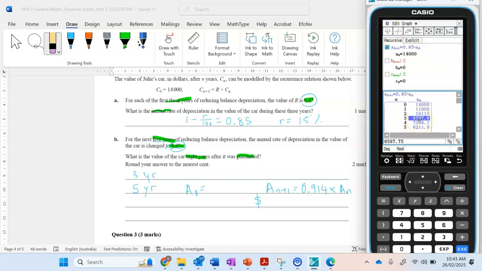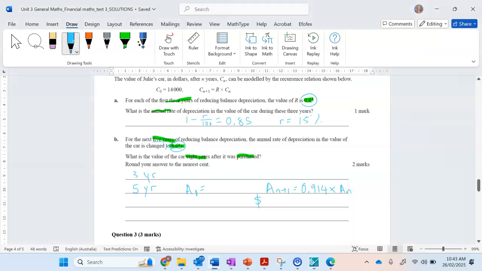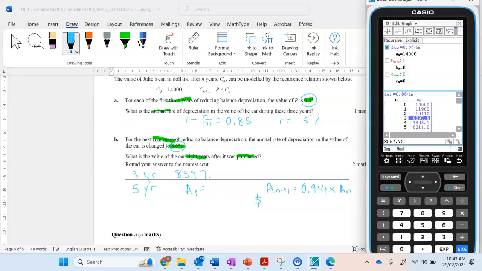So here's our amount here. 8597.75. Just make sure you highlight it and then read the number down here. So 0.75.